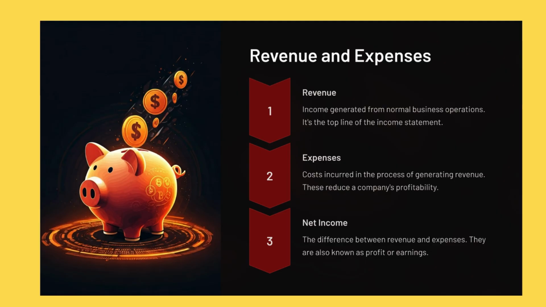Revenue and expenses. Revenue: income generated from normal business operations. It's the top line of the income statement. Expense: costs incurred in the process of generating revenue. These reduce a company's profitability. Net income: the difference between revenue and expenses. It is also known as profit or earnings.